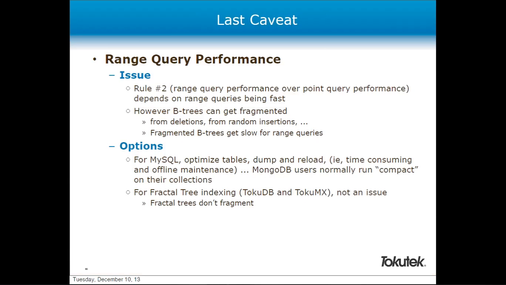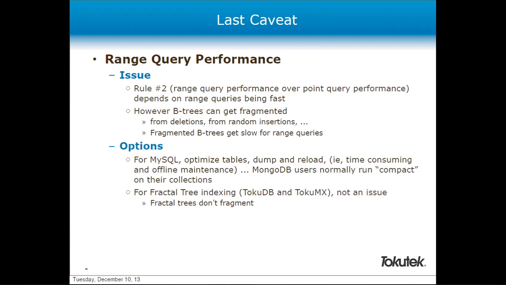And the last caveat is, as you may know, everything that I've been talking about here is that range queries are fast, point queries are slow. Well, this is only true as long as your trees don't get fragmented. You might be aware that in MySQL, you're told once in a while you have to run optimize table. It's because of B tree fragmentation. In MongoDB, you're told once in a while, run compact on your databases. Once again, this is because B trees fragment.